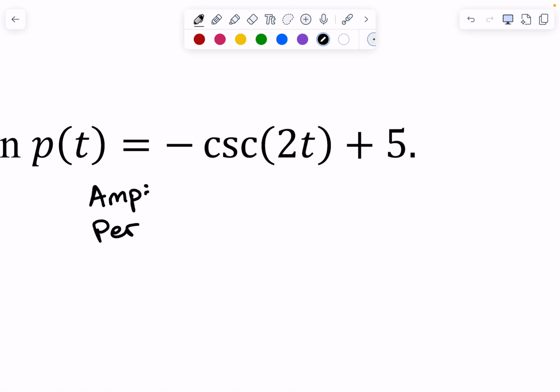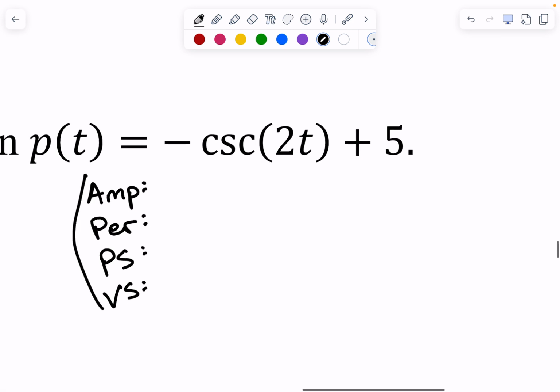They want to know amplitude. They want to know period. They want to know phase shift. They want to know vertical shift. This is all the stuff that we usually write down before we graph him anyway, but we don't have to graph him. They just want to know the things, right? The negative is not one of these parts. The negative does his own special thing.